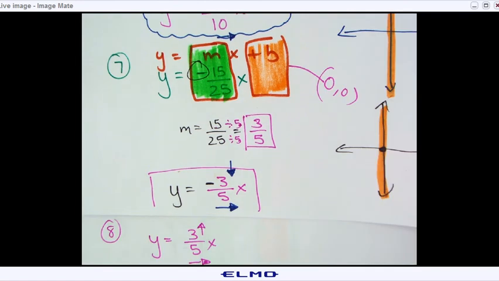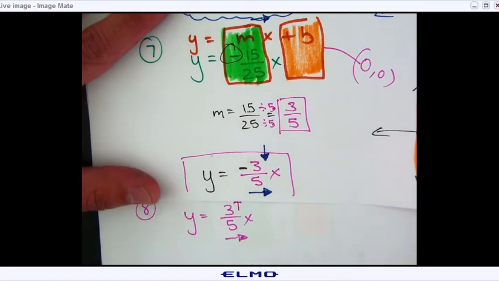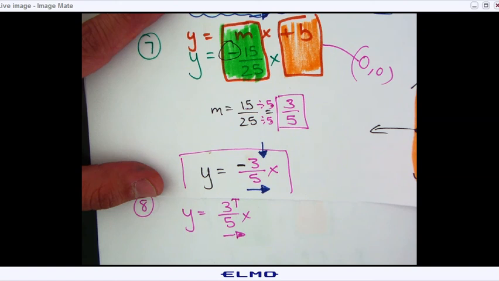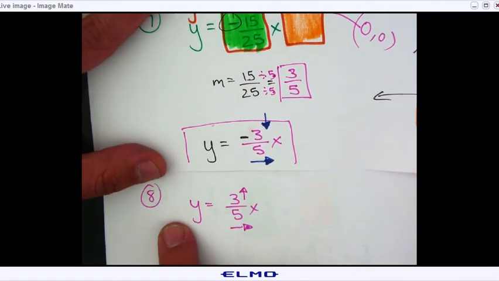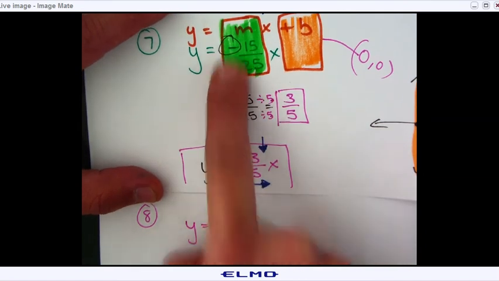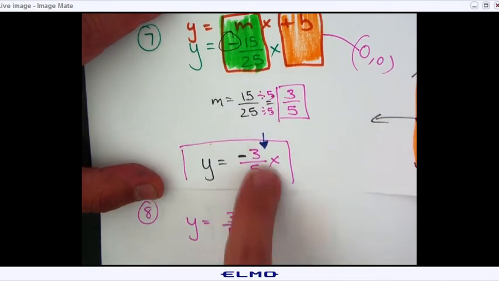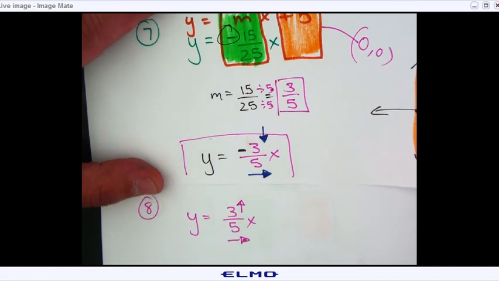All right, so again, for number 8, it's the same problem, right? But the only thing is that now it's a positive. So all you have to do is just write the same answer. It's the same as number 7. That was a negative, but now it's a positive. So I could just write the same answer, and that's going to be rise over run, okay?